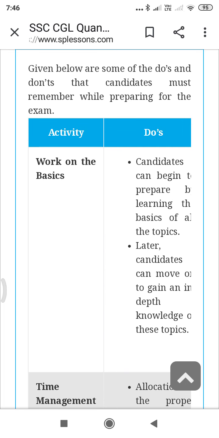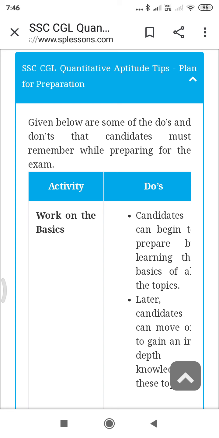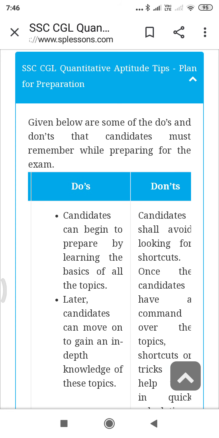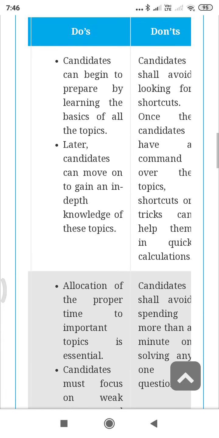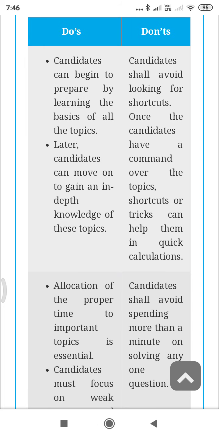Work on the basics. So, candidates can begin to prepare by learning the basics of all the topics. Later, candidates can move on to gain in-depth knowledge of these topics. So if we have dos, we have don'ts also, so let's see what we can't do. Candidates shall avoid looking for shortcuts. Once the candidate has a command over the topics, shortcuts or tricks can help them in quick calculations.